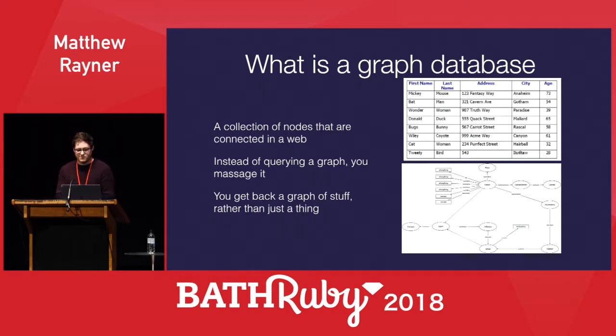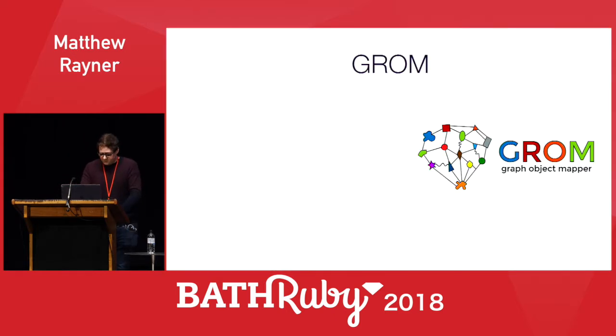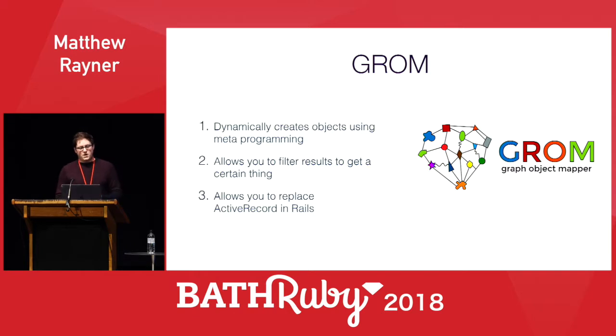So all of our sites, our new site anyway, is built in Rails. Active Record doesn't really work for us. So we invented GROM instead. So what does GROM do? GROM dynamically creates objects using metaprogramming at runtime based on graph stuff. So these objects may or may not have attributes attached to them.